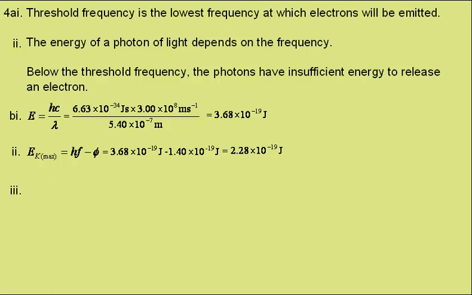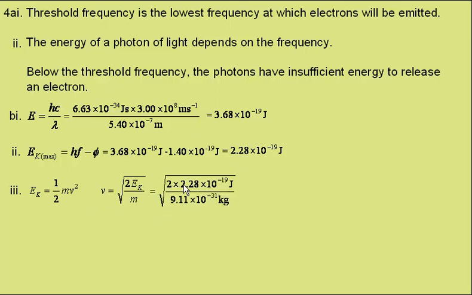In part 3, we need to calculate the maximum speed of these electrons. Well, for this we can use the kinetic energy is equal to half mass times speed squared. Rearranging for the speed, we get the speed is equal to the square root of 2 times the kinetic energy over the mass. Putting in the values, this is the kinetic energy found in part 2. The mass of the electron given on the formula sheet gives a maximum speed of 7.1 × 10^5 meters per second.